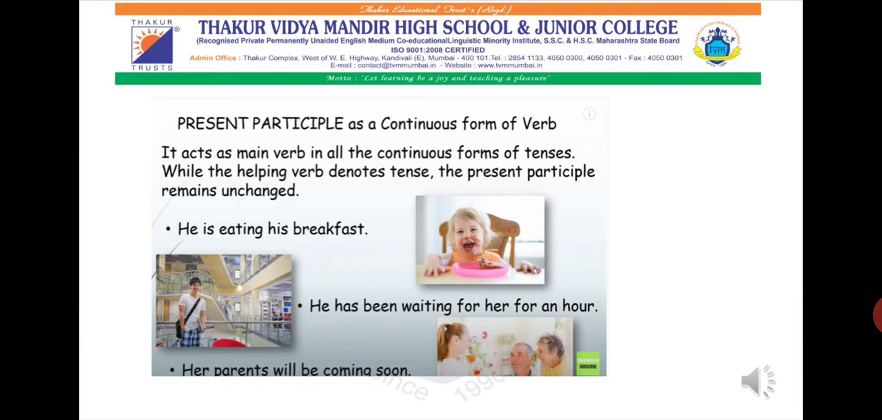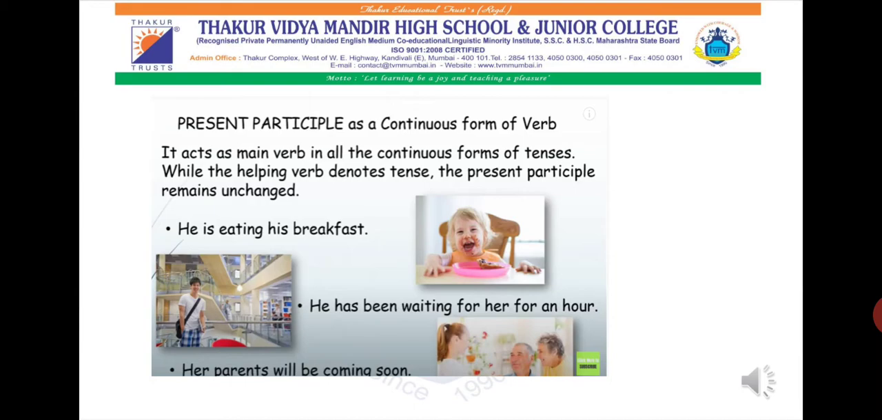So we have 6 types, and in that we see an ongoing action taking place, while the helping verb denotes tenses. So we have a helping verb in all 6 types, different helping verbs. So if we see this helping verb, then that particular sentence is a participle. Now we will see our first example. He is eating his breakfast. Now, is is a helping verb over here. Eating is a main verb, and we see that some action is going on.